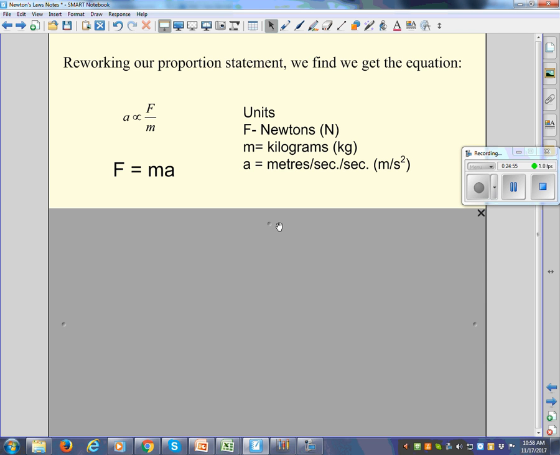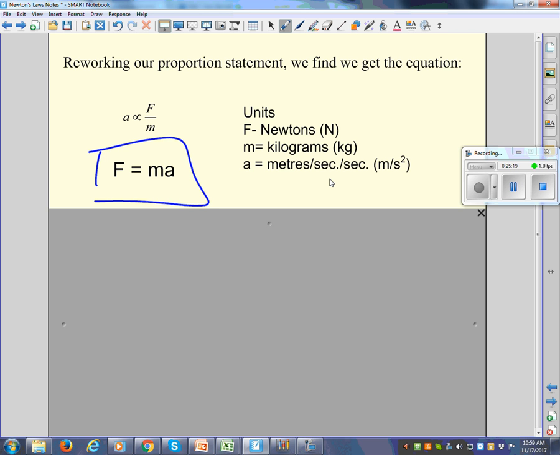Reworking our proportional statement, we're going to get the equation F equals ma. I'm not going to get into how we reworked it. You guys have seen that in grade 10, right? F equals ma, where F is the force measured in newtons, N, m is mass in kilograms, kg, and acceleration is in meters per second, and we talked about why it's meters per second squared.